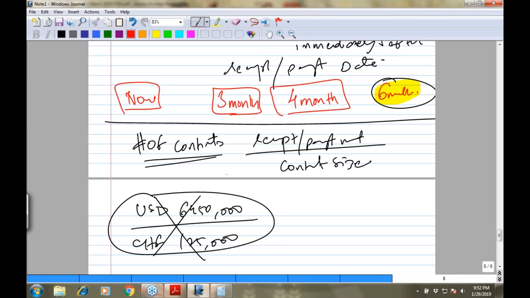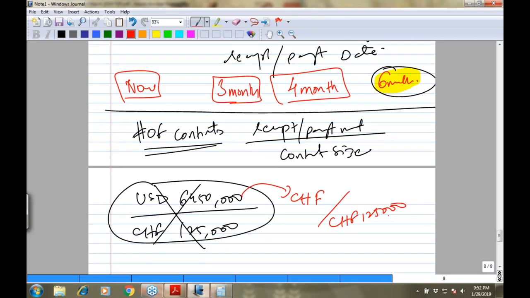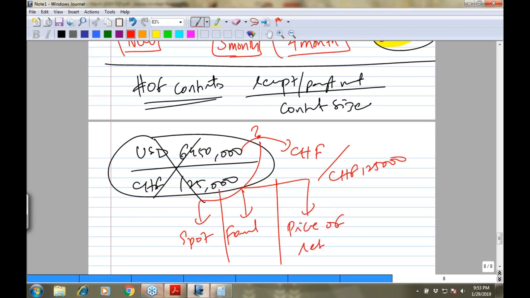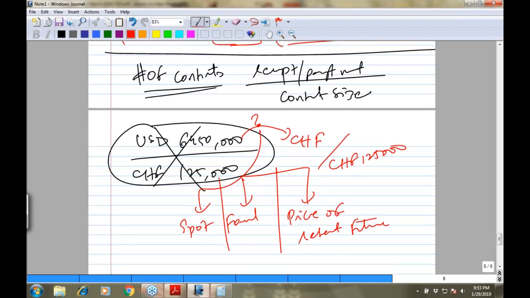We need to actually go an extra mile. We need to first of all convert this USD into CHF, and then we need to divide it by this CHF 125,000, so we end up getting the number of contracts. Now the question is how do we convert this USD 6.45 million into CHF? You can opt for multiple things. You can opt for the spot rate, you can opt for the forward rate which is available, or you can opt for the price of the relevant future contract. You can opt for either of them.